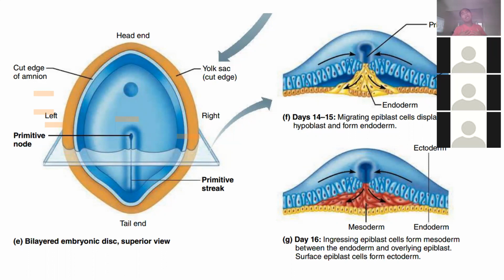Because we anatomists, we like three layers. That is the final stage. The two layers became three layers. These three layers are endoderm, mesoderm, and ectoderm. Right.